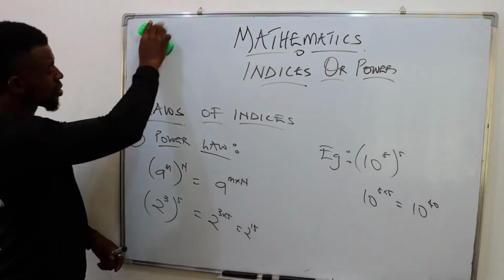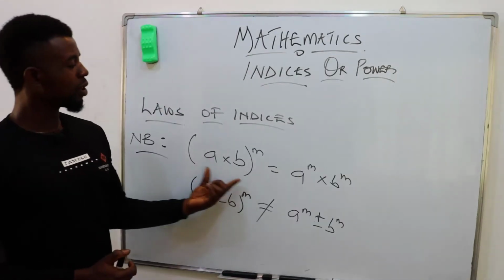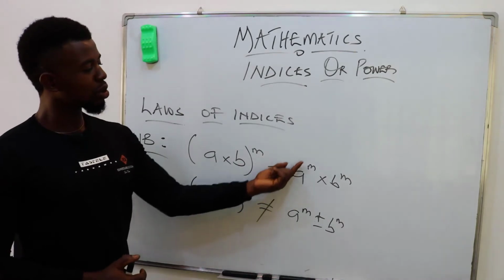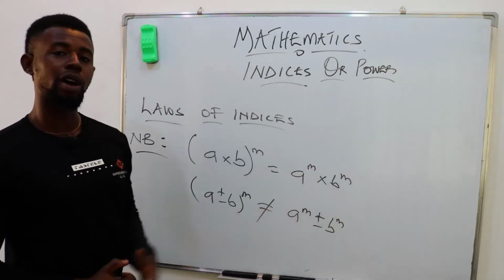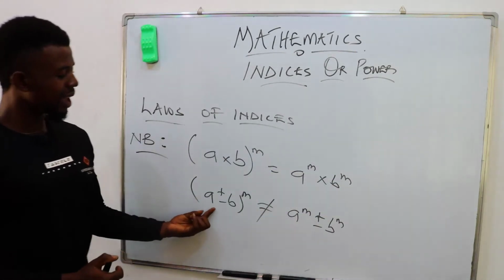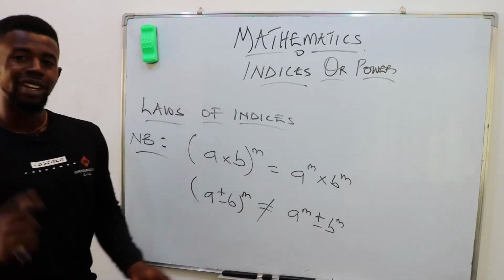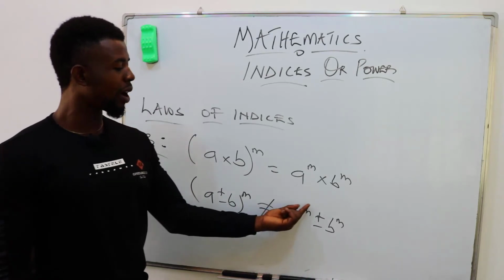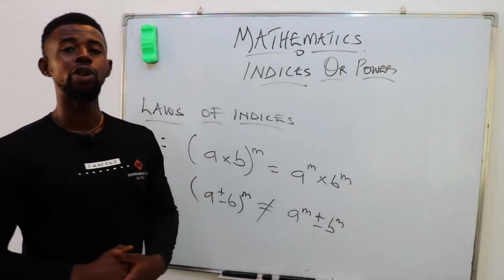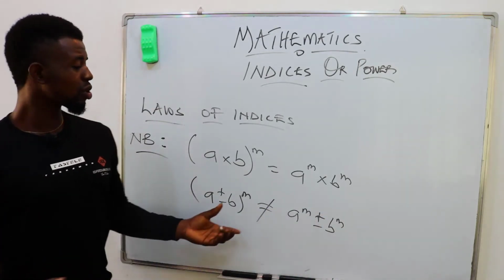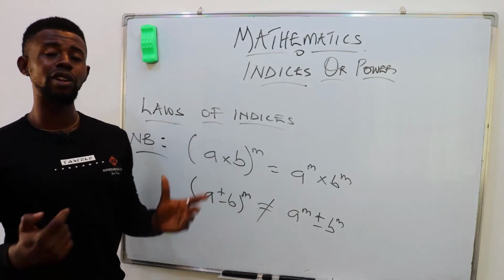Next for us is this. I want to point out that a times b all raised to the power of m is equal to a raised to the power m times b raised to the power m. But a plus or minus b all raised to the power of m is not equal to a raised to the power m plus or minus b raised to the power m. So I want us to take note of this. Now this will be of great importance to us.